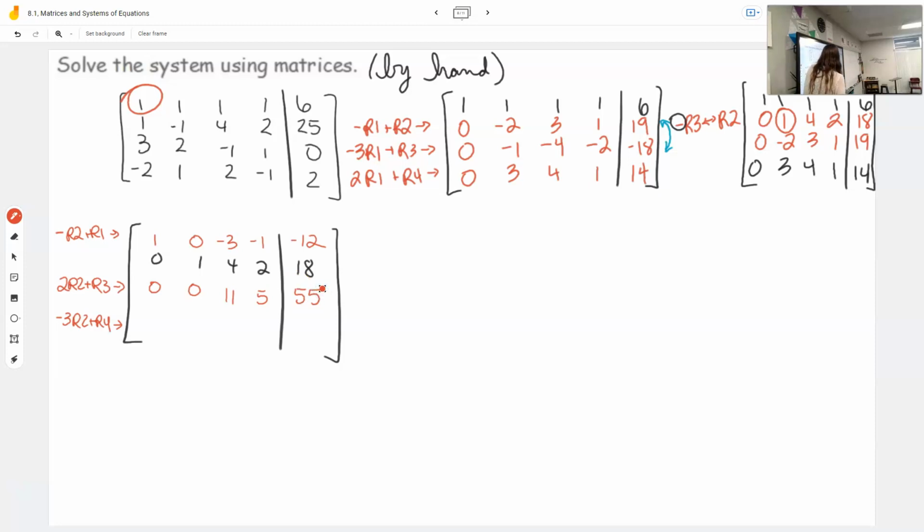Negative 3 times 0 plus 0 is 0. Negative 3 times 1 plus 3 is 0. Negative 3 times 4 is negative 12 plus 4 is negative 8. Negative 3 times 2 is negative 6 plus 1 is negative 5. And negative 3 times 18 is negative 54 plus 14 is, I believe, negative 40. Once again, feel free to double check that math.